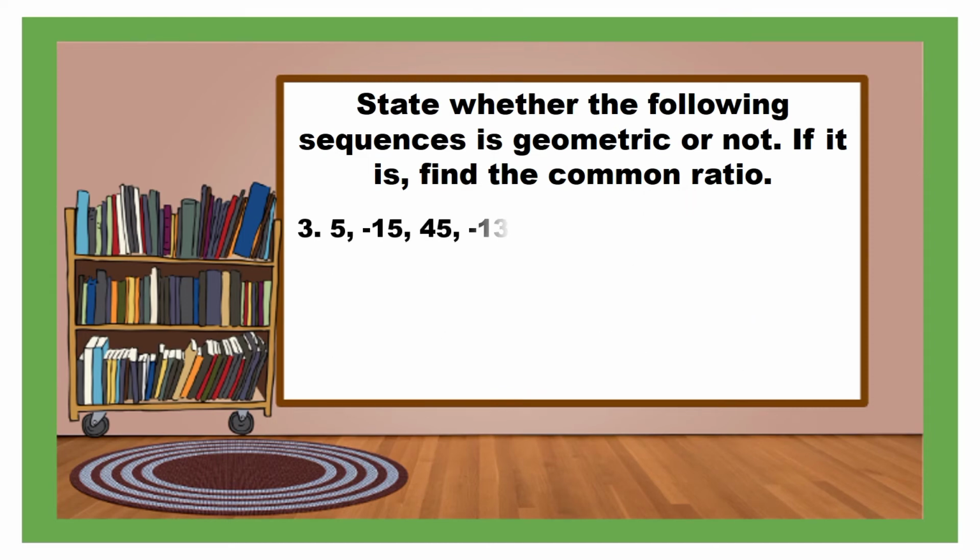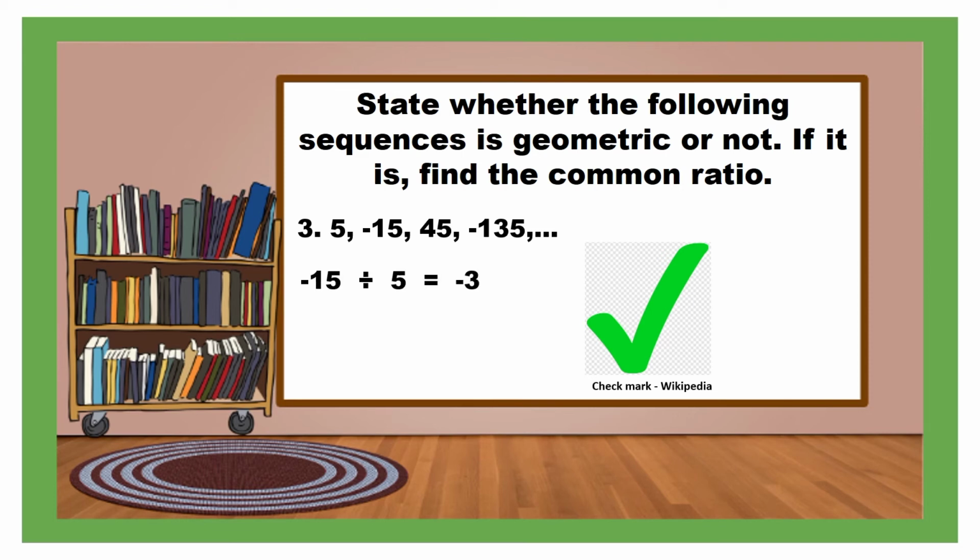Number 3. 5, negative 15, 45, and negative 135. It is a geometric sequence. What is the common ratio? Negative 15 divided by 5 equals negative 3. 45 divided by negative 15 is negative 3, and negative 135 divided by 45 is negative 3. Clearly, the common ratio is negative 3.